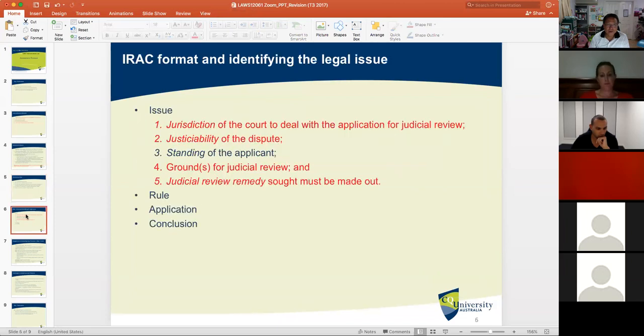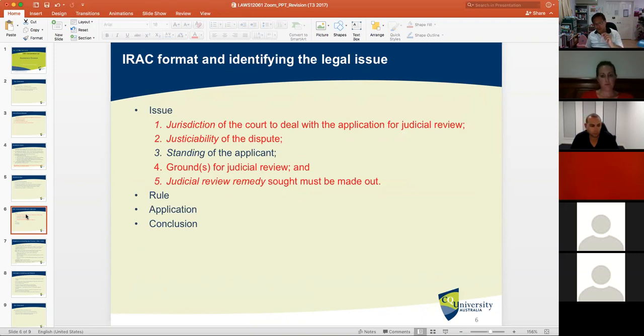We could go to the next format. So far I've provided you a framework on how to attack a problem-based question, going through the 5 elements of judicial review: jurisdiction, justiciability, standing, grounds, and judicial review remedy. For a lot of students, they have struggled with identifying the legal issue, and I think that's a common struggle. What is the legal issue? Let me talk first about why the legal issue is important. Then I'll tell you what you should do.